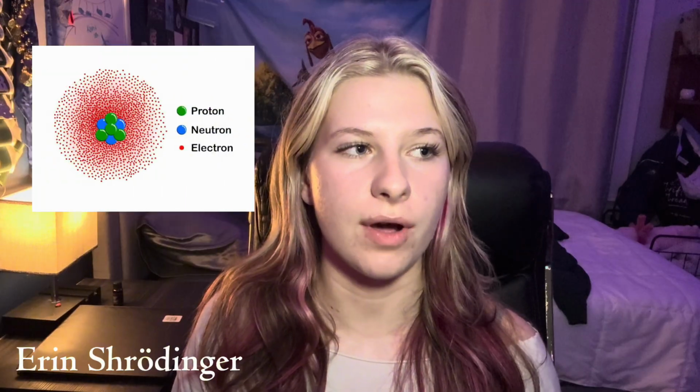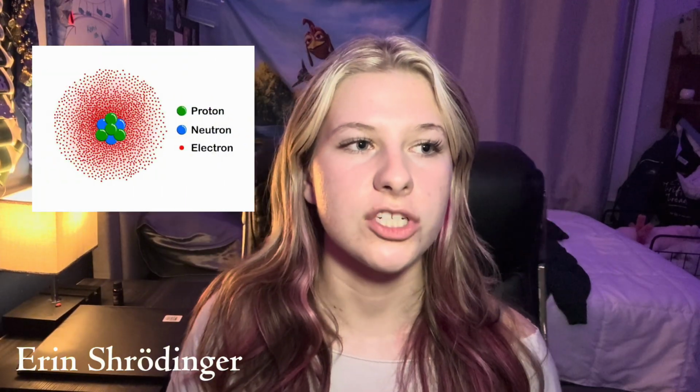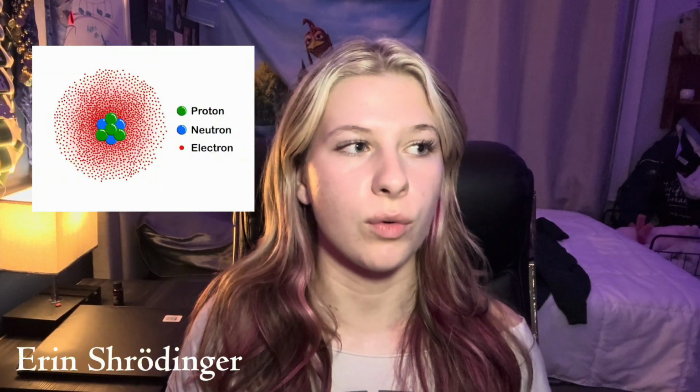Next is Erwin Schrödinger. He discovered electrons don't move in perfect orbits; they behave like waves. He used complex math to find where electrons are most likely to be, not exact paths. This formed the quantum mechanical model, or electron cloud model, showing electrons in probability zones called orbitals.